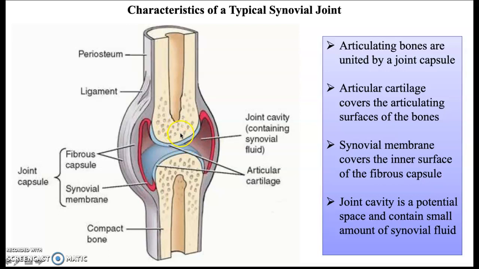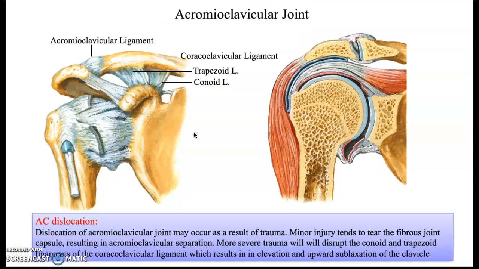So again, what are the criteria of a synovial joint? The two opposing bones are joined together by a joint capsule, and the fibrous capsule is lined inside by the synovial membrane. The joint has a potential space called the joint cavity, which contains some thin fluid, and the two opposing bones are covered by articular cartilage. So now let's get to a real joint.